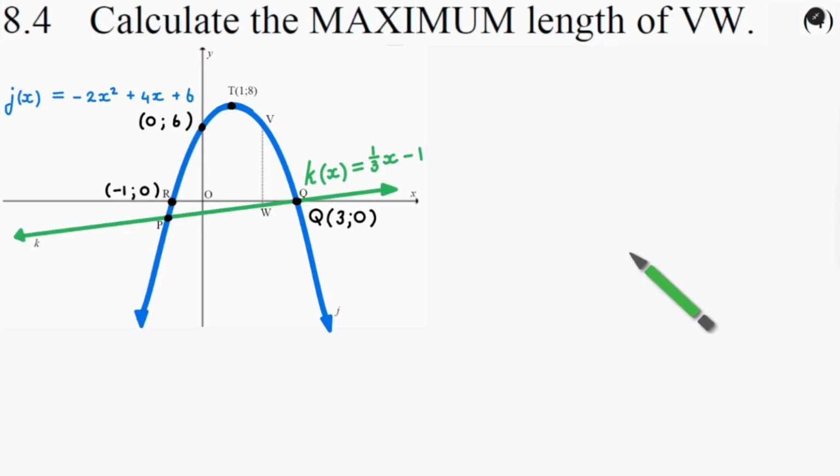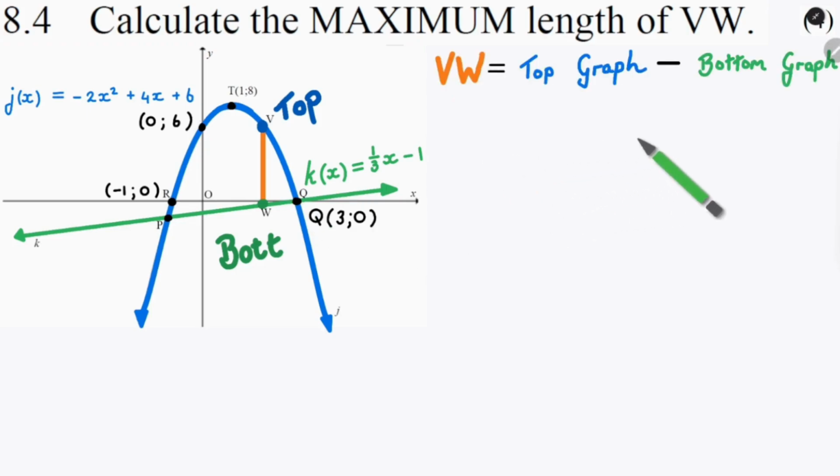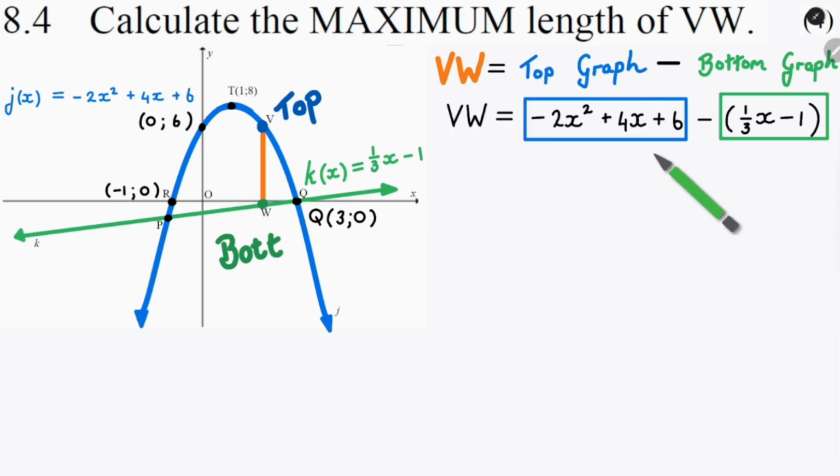In question 8.4, we need to get the maximum length of VW. So what we do is we have a look at VW, and we recognize which graph is on top and which graph is at the bottom. And then we get an expression for VW by saying the top graph minus the bottom graph. And then when you minus the bottom graph, do not forget brackets. That is crucially important.